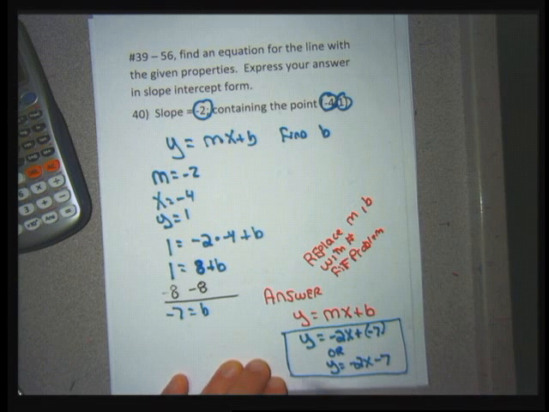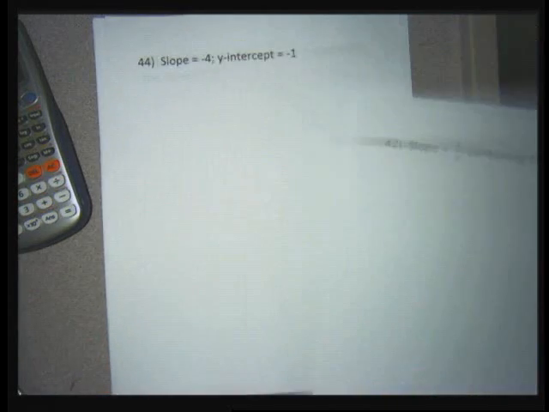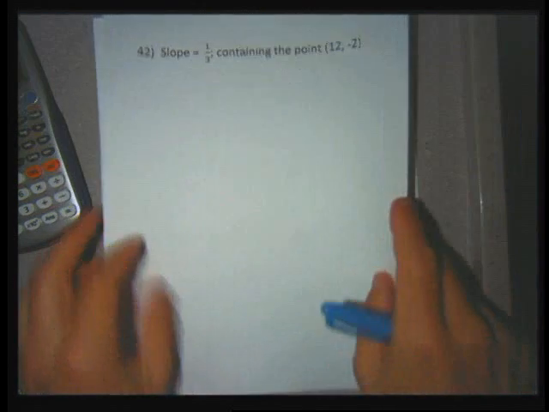So for most every problem between 39 and 56, the only thing I'm going to need to do is find the b, because for most of the problems between 39 and 56, the m is given. So I'm going to jump to 42. I'm going to look at the information that's given, decide what I need to find, and write my answer. For each of these problems, my goal is to find an equation in the form y equals mx plus b. The algebra is just going to be to find an m and a b that fit the problem.